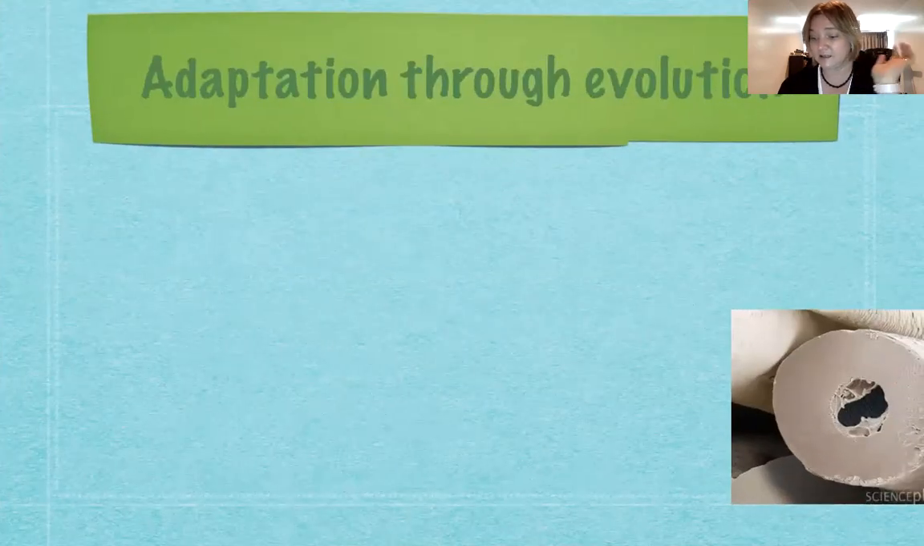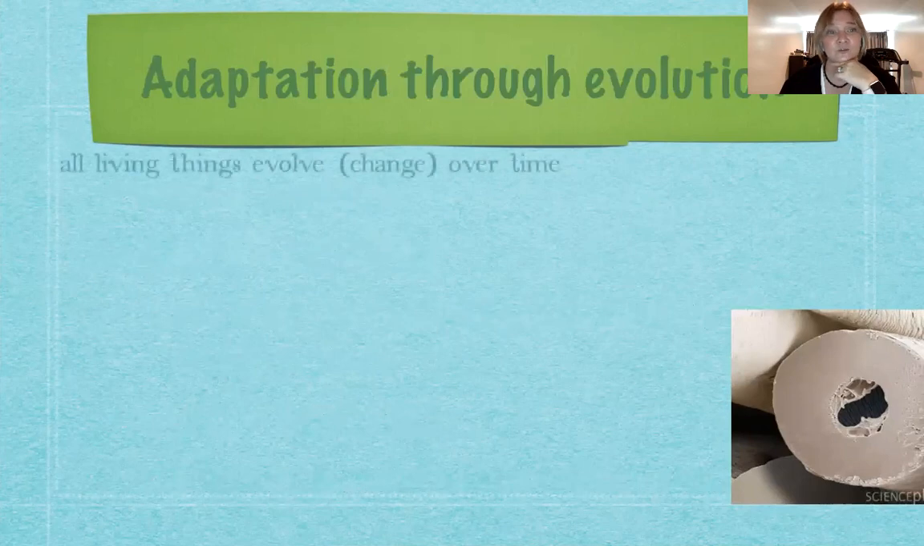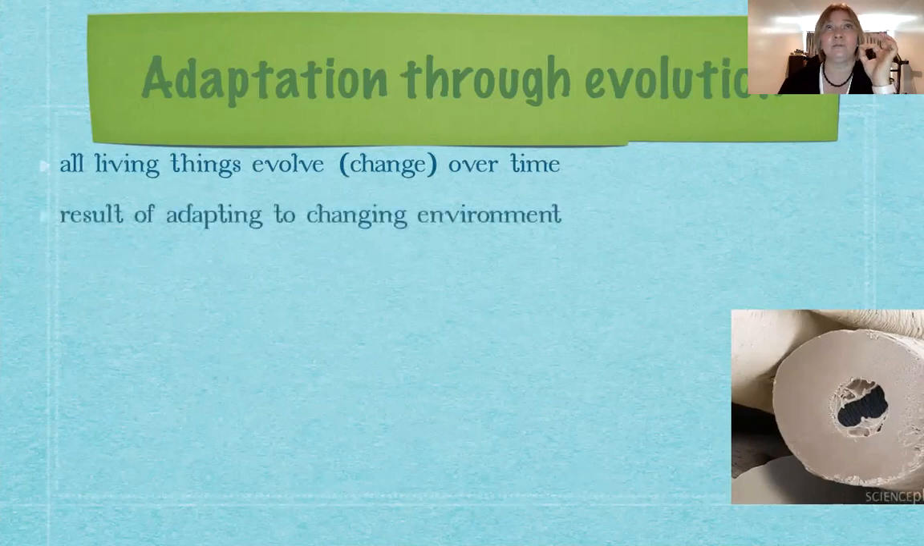Okay, the next characteristic is adaptation through evolution. And this is basically just changing over time. It does not occur on an individual level. Individuals don't evolve over their life, not biologically, maybe like culturally or psychologically, but biologically, individuals don't evolve. It's as a species, and you're talking about tens of thousands or millions of years.